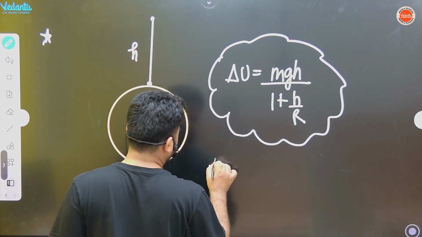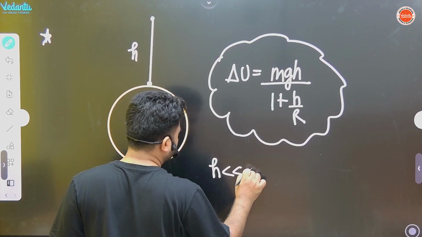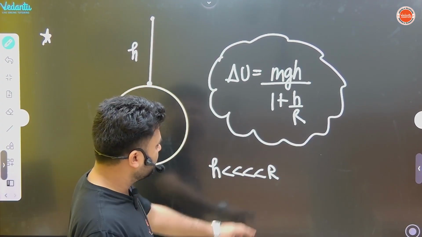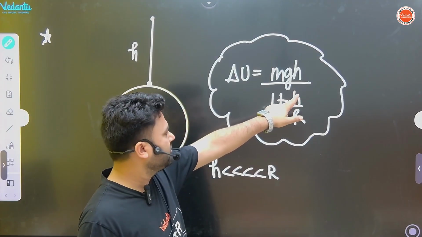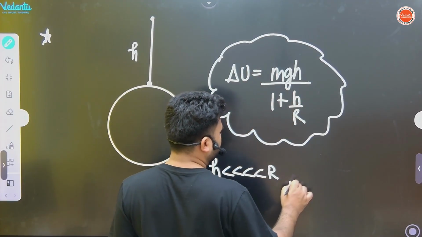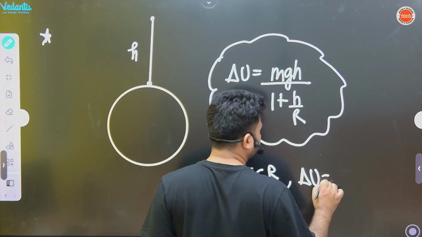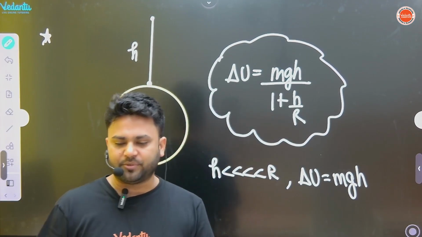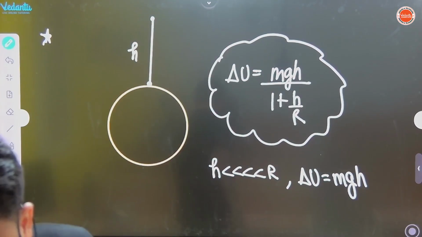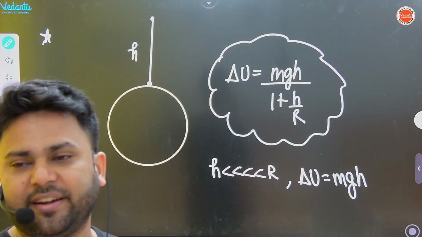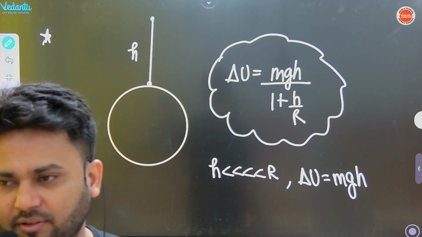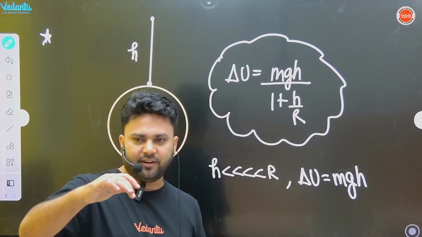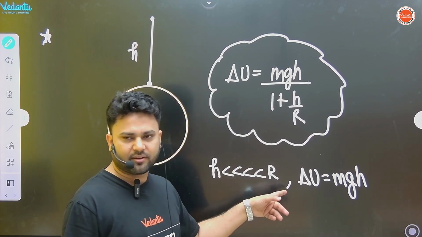Normally people write only mgh. No, mgh divided by 1 plus h by r. If h is very, very small as compared to radius of earth, then this term will be almost zero. So now change in potential energy will become mgh. Like when we lift any object from here to a height h, what we write? Change in potential energy, mgh. Why we write? Because this height we lifted is very, very small as compared to r.